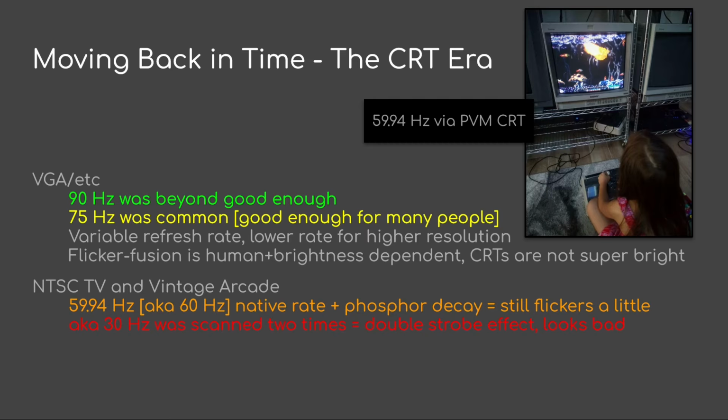NTSC TVs and vintage arcades typically ran at a 60 Hz native rate, close to 60 Hz that is, and they had a longer phosphor decay, so you still saw some flicker, but the phosphor decay blended the frames a little bit, and that actually looked pretty decent. However, 30 Hz was scanned 2 times, and that would provide a double strobe effect, and that looked quite bad.